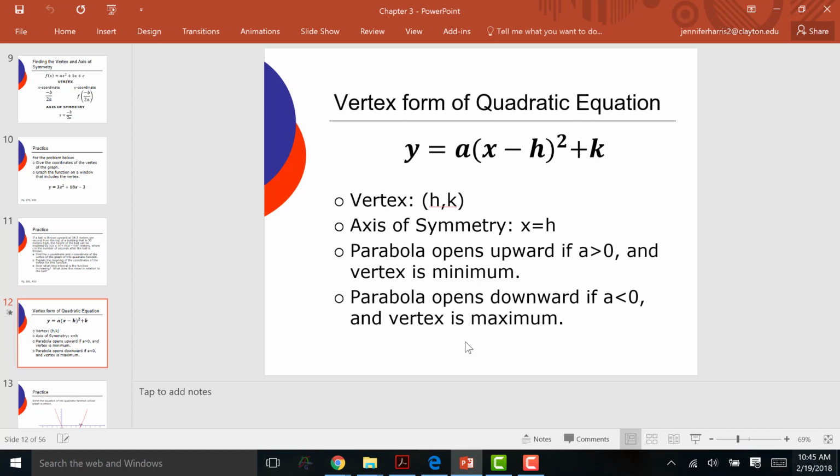So we're not totally finished. We're almost finished, but we're not totally finished with 3.1. We're going to finish 3.1. When you come back on Wednesday, we're going to talk about the vertex form of a quadratic equation. You just learned the standard form. You don't know the vertex form yet, so you should be able to start the homework. And you can take a look at this part, but we will finish it on Wednesday.